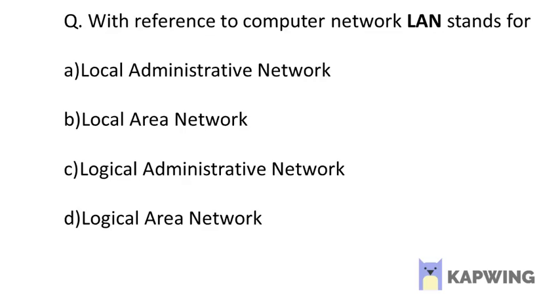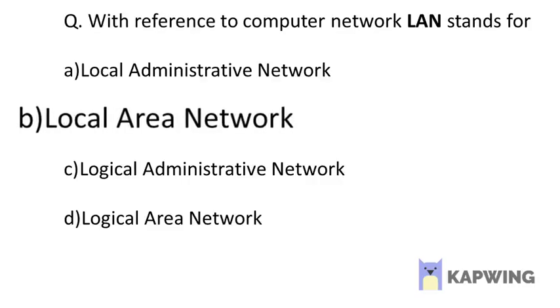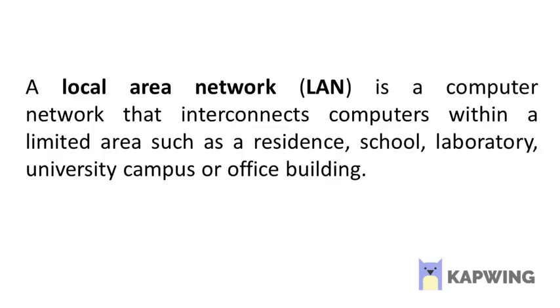Now next question, with reference to computer network, LAN stands for. Option A is Local Administrative Network, B Local Area Network, C Logical Administrative Network, D Logical Area Network. So the correct answer for this question is Local Area Network. So friends, what is LAN? A Local Area Network is a computer network that interconnects computers within a limited area such as a residence, school, laboratory, university campus or office building.